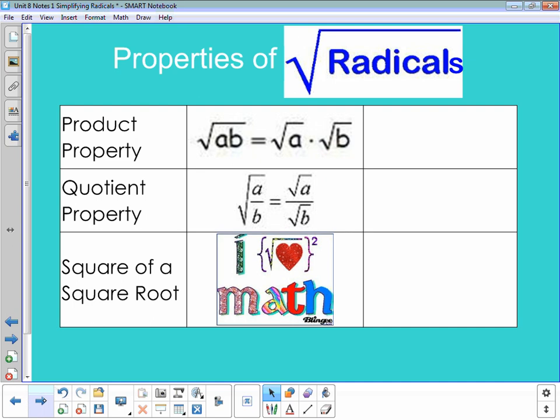Let's take a look at the properties of radicals. This is straight back from Unit 3 when you guys looked at exponents and how they work.